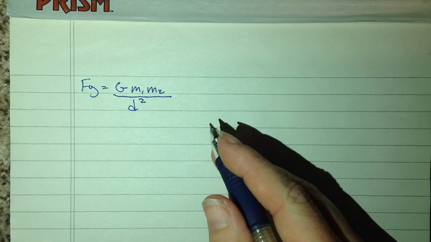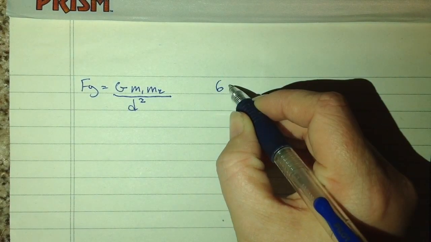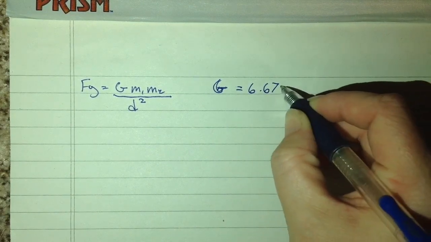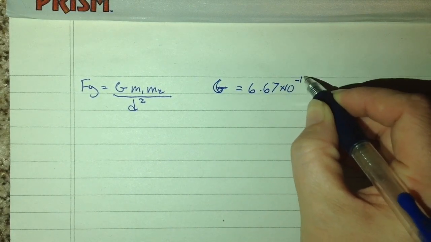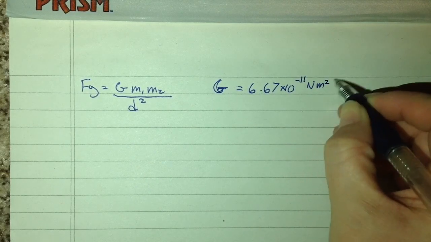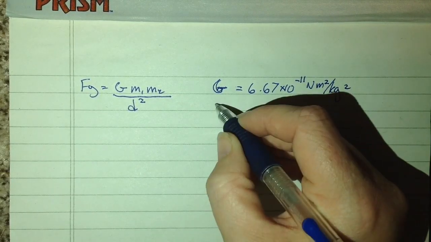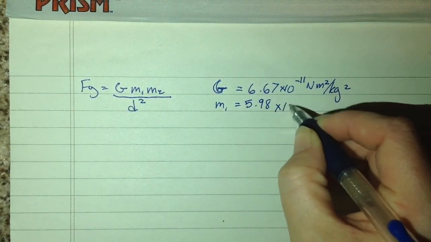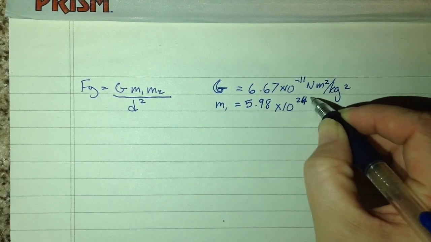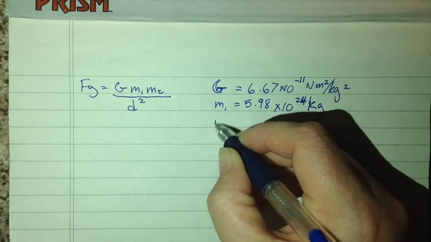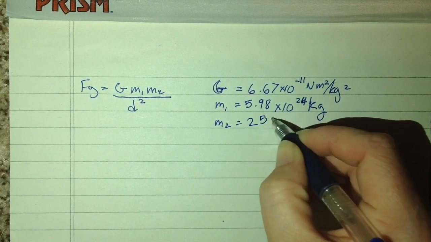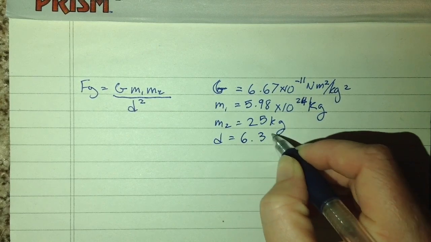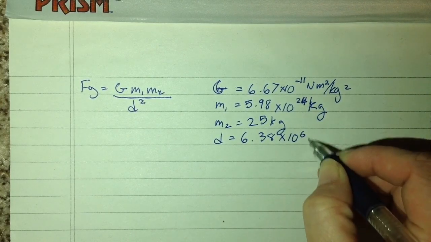We always want to list out our variables at the start so we know what we're dealing with. So G, as always, is 6.67 times 10 to the negative 11 newtons meter squared per kilograms squared. M1 is 5.98 times 10 to the 24th kilograms. M2 is 25 kilograms. And the distance between them is 6.38 times 10 to the 6th meters.